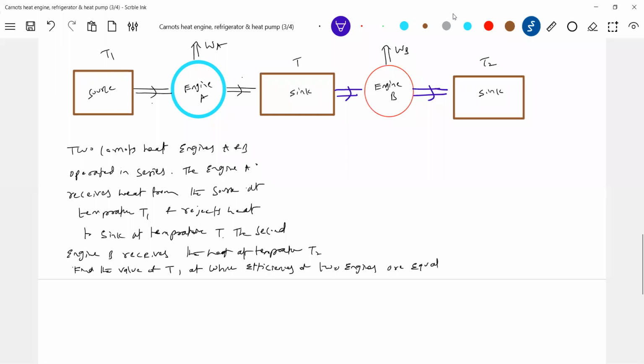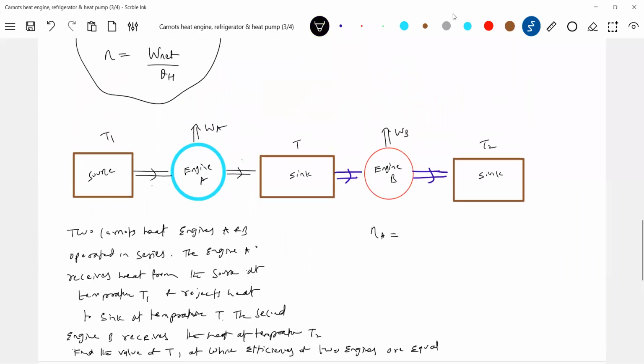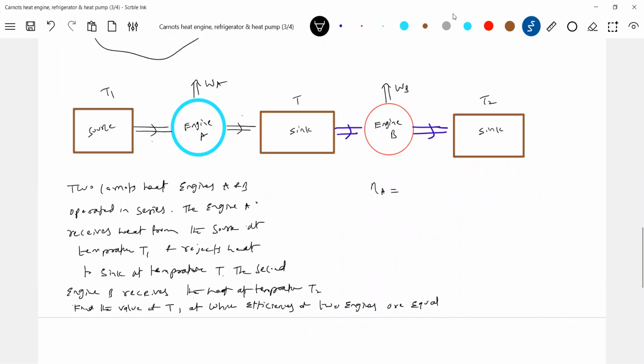Okay, let's do one thing. Find the expression for efficiency. Eta A, how do you write it? 1 minus temperature of sink by temperature of source, no? Temperature of cold body by temperature of hot body. For engine A, which is our hot body? This is our hot body.